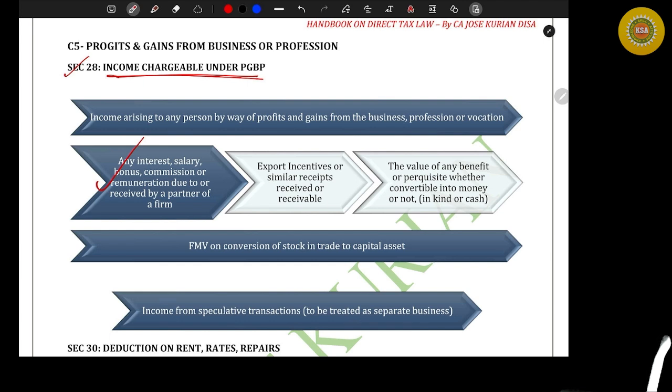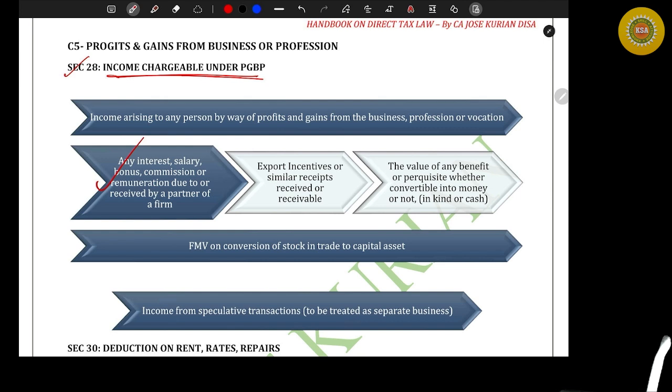Rather, you have to tax it under PGBP. Similarly, if I'm getting interest on loan from a partnership firm, that interest on loan also has to be taxed under PGBP in the hands of the partner. Because for the partner, both are income. For the partnership firm, both are expense. And for the partner, both are income.